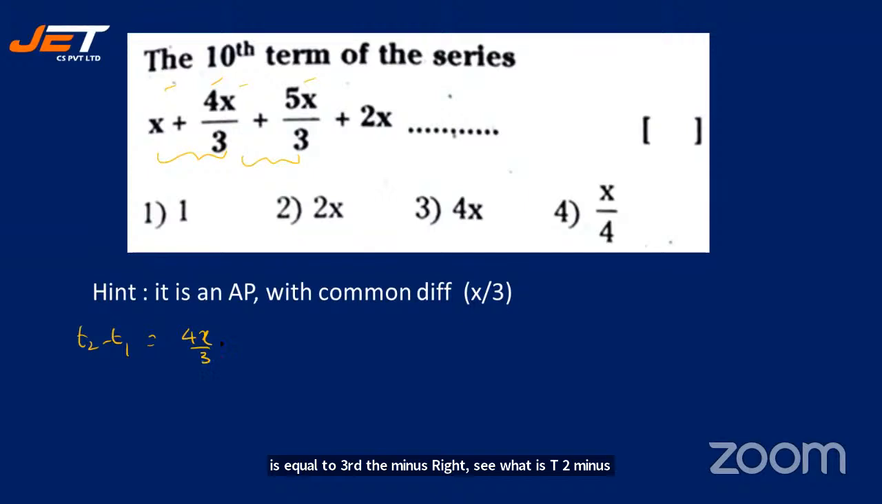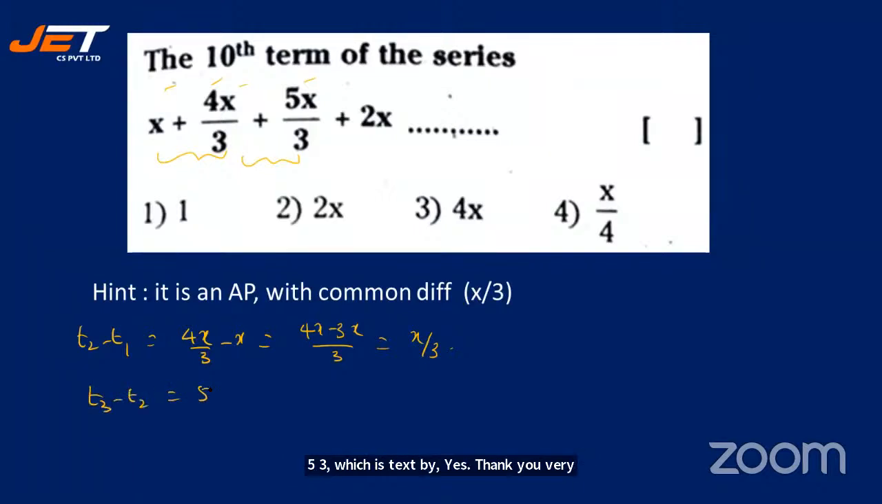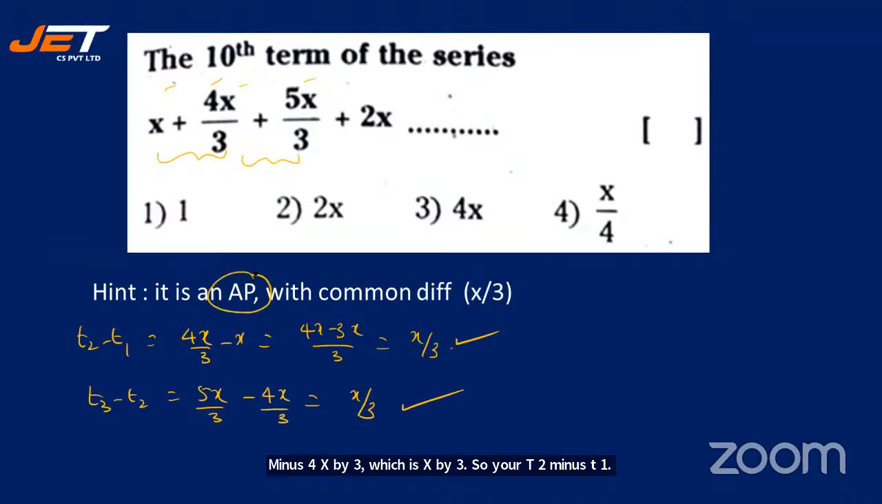4x by 3 minus x. Take LCM, 4x minus 3x by 3, which is x by 3. Yes. T3 minus T2, 5x by 3 minus 4x by 3, which is x by 3. So your T2 minus T1 is equal to T3 minus T2. Therefore, the given series is an AP. And the common difference is x by 3.